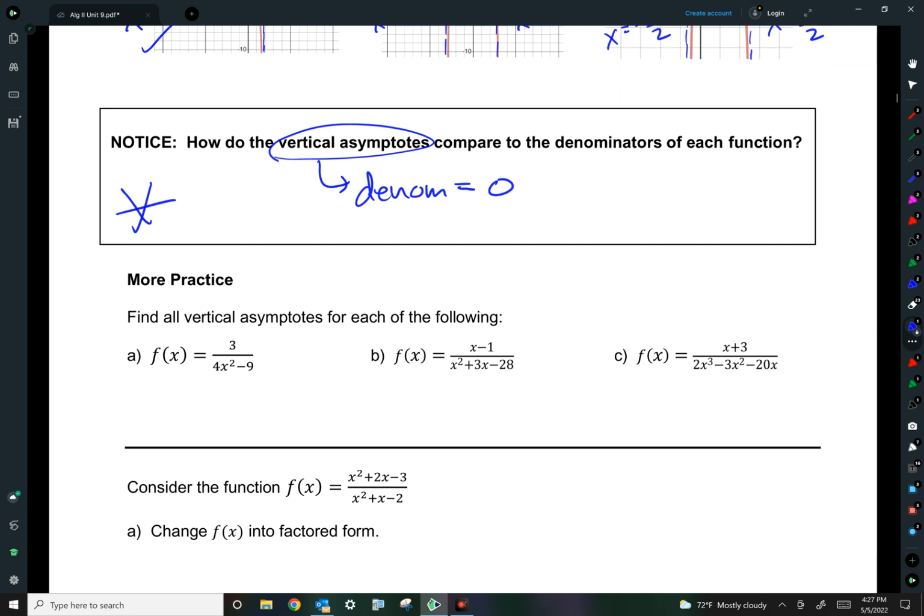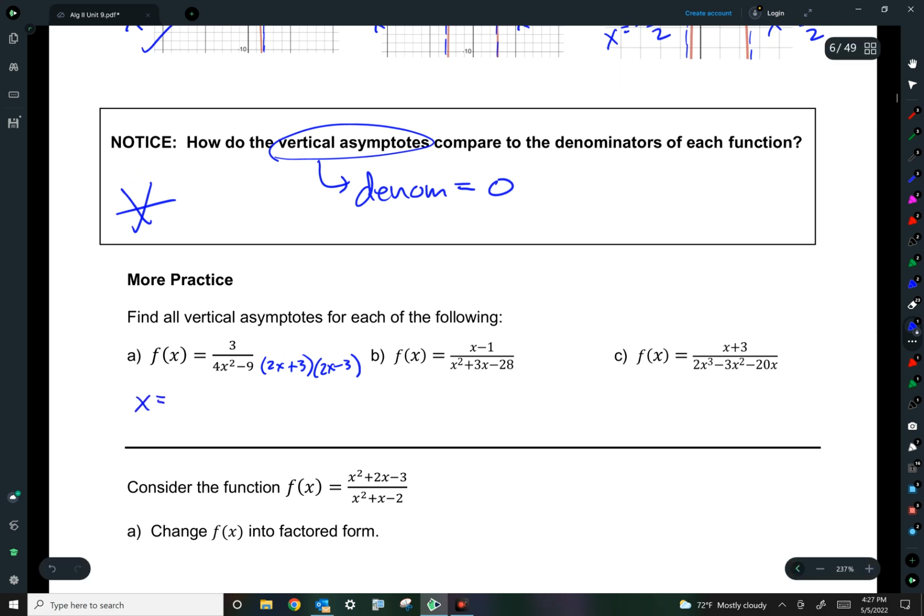Well, isn't it always easier to find zeros when it's in factored form? So let's put this denominator in factored form, right? Difference of squares, 2x plus 3, 2x minus 3. So what would make that denominator equal 0?